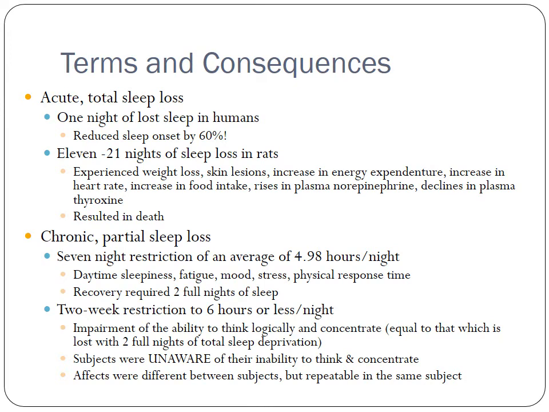Let's talk about some different terms and the consequences of some of these different types of sleep loss. Acute total sleep loss is depriving a person of a complete night of sleep. In humans, they have found that depriving a person for one night of sleep can cause their sleep onset to decrease by 60%. This means that if it normally takes a person 10 minutes to fall asleep, then after one night of missed sleep, they could fall asleep in only 4 short minutes.